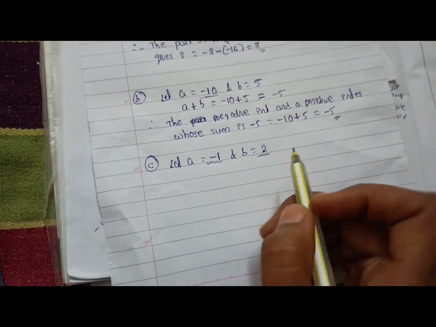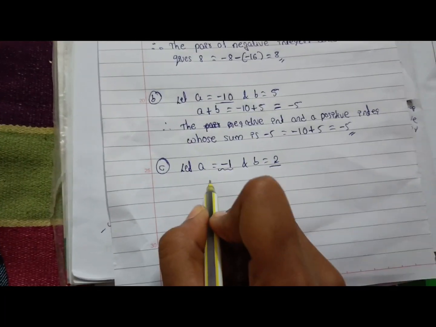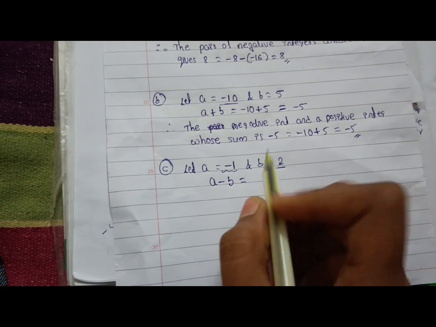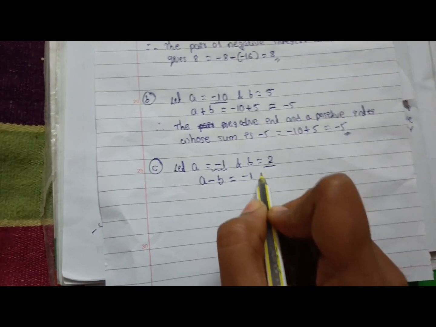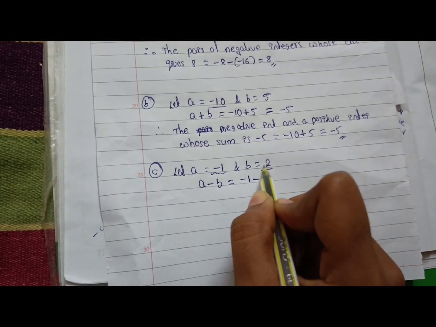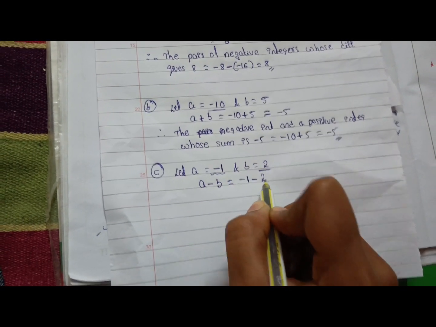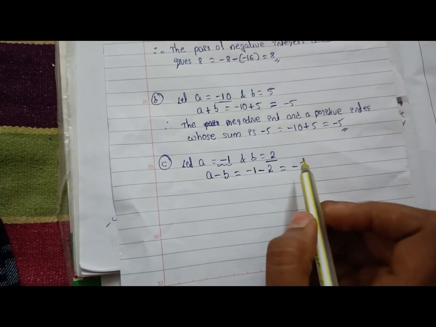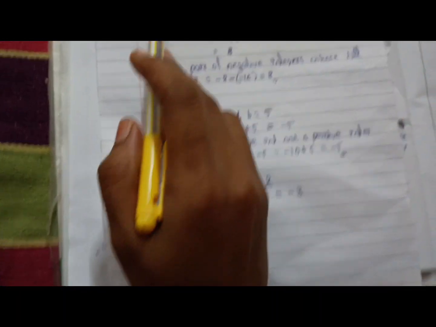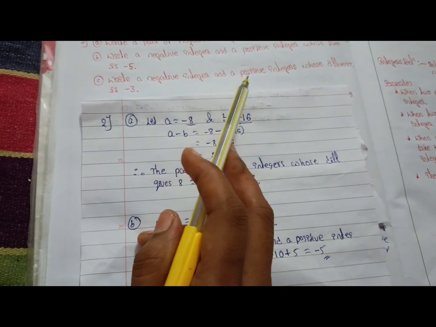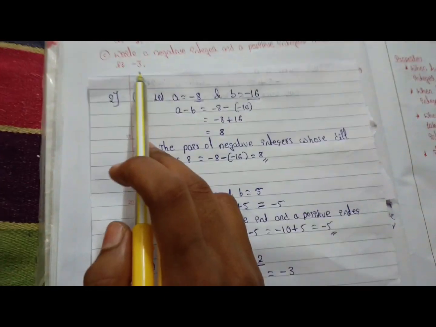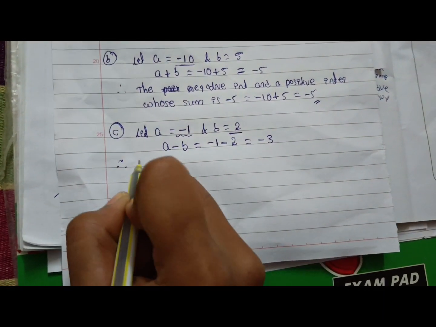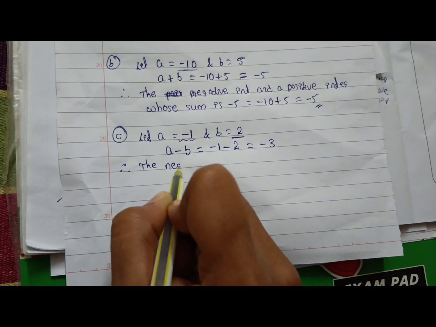We have to subtract these two integers. So a minus b is equal to, a means -1, minus b means positive integer, plus 2. -1 minus 2 is equal to -3. So we got -3. The question is negative integer and positive integer whose difference is -3. So we got -3.